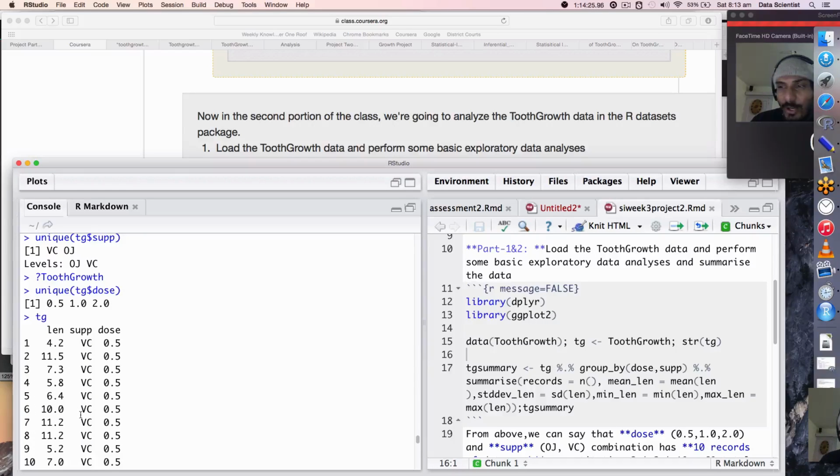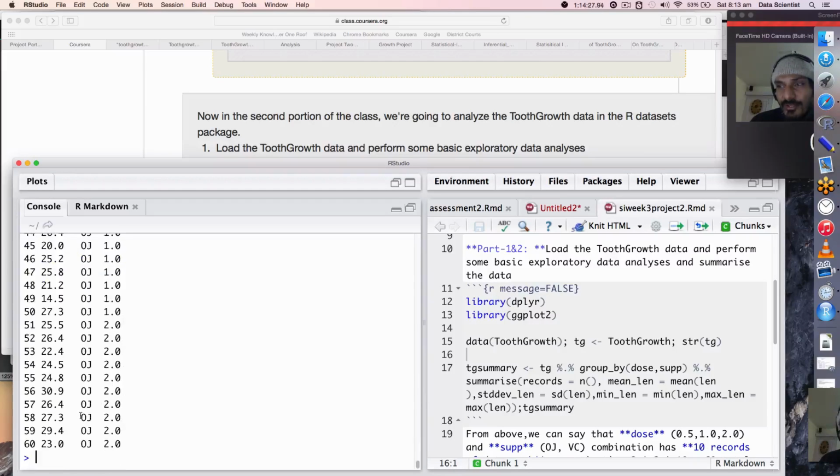but I can't make out how many records there are for each combination. So what I do is I would summarize my data. I use dplyr. I have always preferred to use dplyr. So I use dplyr and then I say TGS is my summary. I use TG as my data. So this is the syntax.